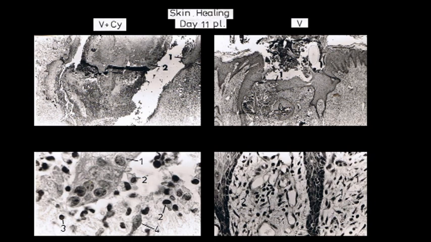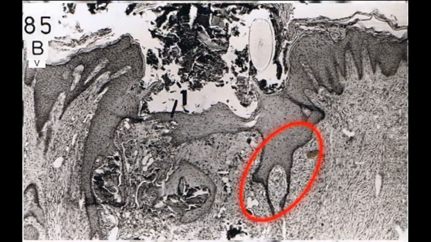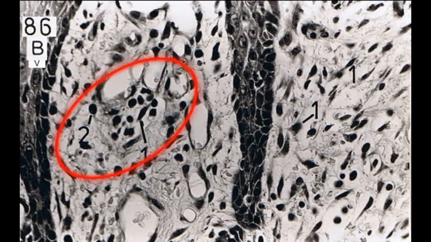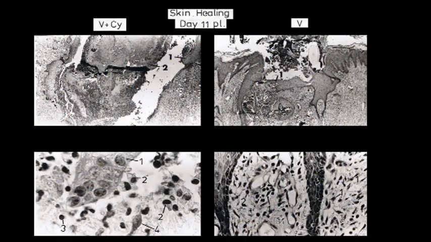This skin healing is not as good as the virus only, because here we can see with the skin healing virus only is more advanced than 85A, and there's re-epithelialization almost completed. And a high power view of that virus only shows a lot more fibrocytes than 86A and a few lymphoid cells. So this is put here to indicate the effect of immunosuppression upon skin healing.